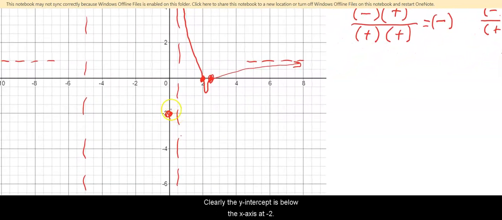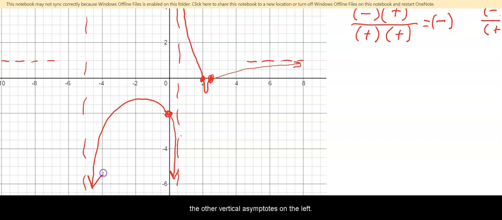Clearly, the y-intercept is below the x-axis at -2. Since it doesn't cross the x-axis again, it cannot cross and go up. It has to skim along the vertical asymptote to the right and go up and then come back down and skim along the other vertical asymptote on the left. It never crosses the x-axis, so it cannot follow the upper halves of those vertical asymptotes.